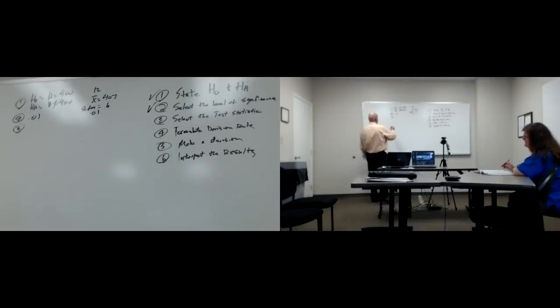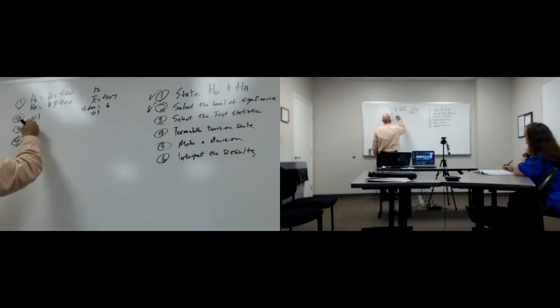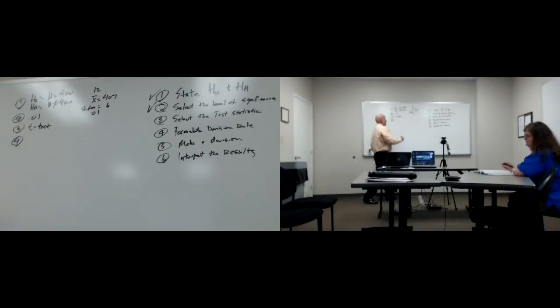Before we get to stating our decision rule, what is the test statistic that we will use? You're going to use a t-test. Why are you going to use a t-test? Because the standard deviation is not known. So we can check this off.